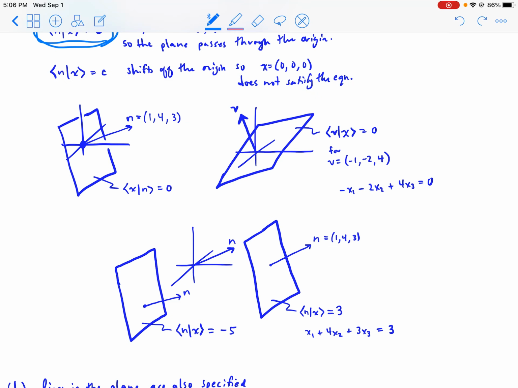And then if we want to shift it off the origin, we take that same normal vector, let's say that's all the same vector. Well, if we said n dot x equal to 3, then we're shifting the plane in the direction of n, coming off the origin this way. Whereas if we say n dot x equal to negative 5, then we're shifting it in the opposite direction of n. And we're not actually shifting it by negative 5 units.